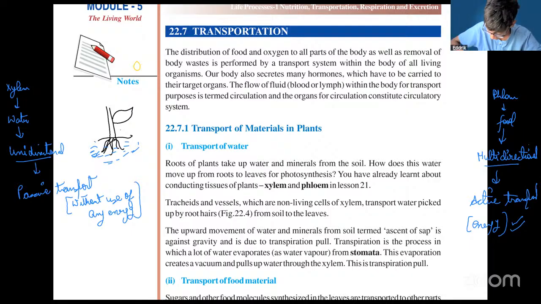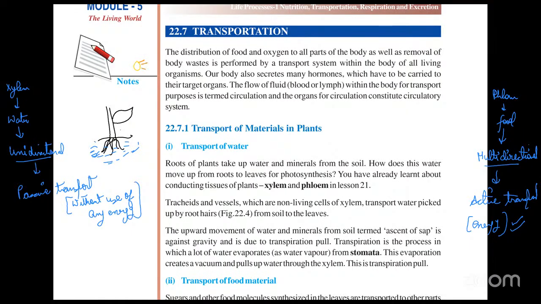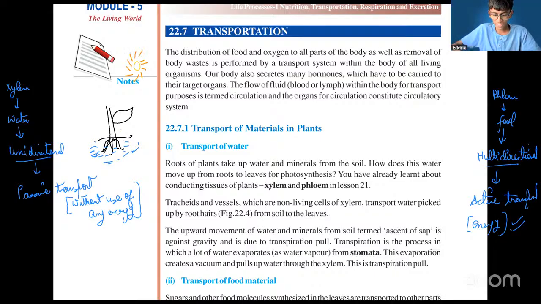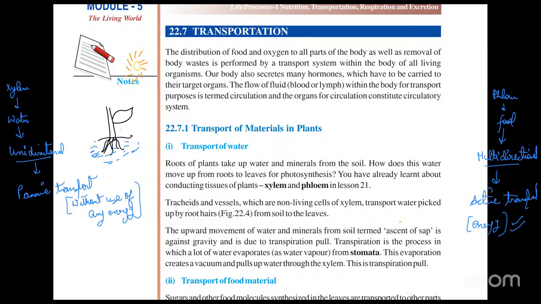Yes, what is transpiration? Transpiration means the plant will evaporate the excess water. Yes. So because of the sun rays, the water in the leaf gets evaporated in the form of water vapor. Now because the water is evaporated, this part has low concentration of water.